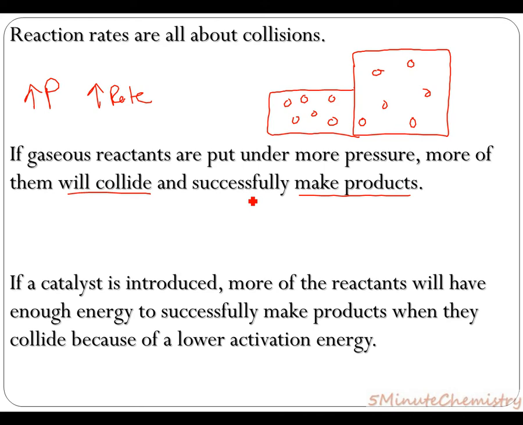Now, last concept here is we have to understand if a catalyst is introduced. With a catalyst, more of the reactants are going to have enough energy to make the products when they collide. So this is a little bit different. Whereas all of the previous examples increase the collisions, here we have the same number of collisions. The only thing that's different is the energy that's required to make reactions take place. Remember before we said they've got to collide, they've got to be facing the right way, and they have to have the right amount of energy.